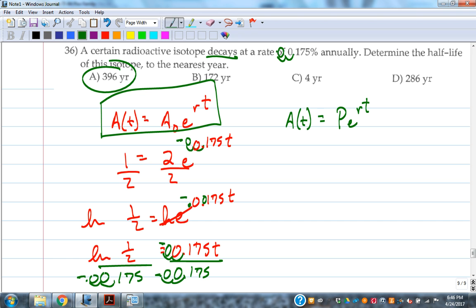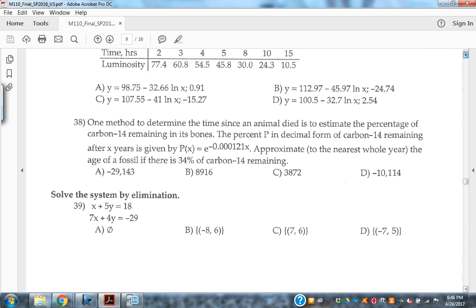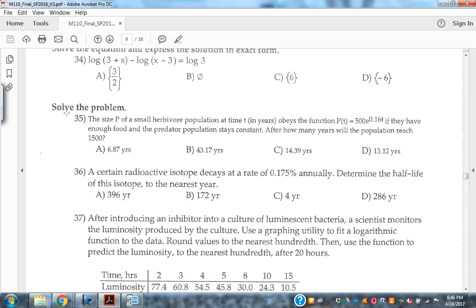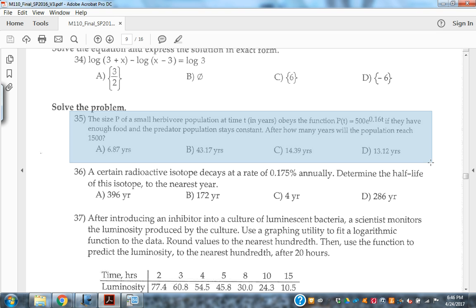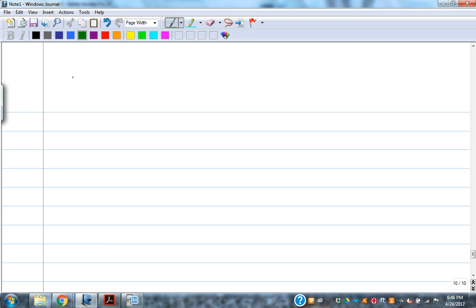Yeah. That in 396 years, this isotope would be half of it decayed away. That's what that means. That half-life would be how long it would take. Yeah, sure. You've got the function in the problem. We just got to figure out what they want us to do with it, and that's the hardest part. The solving it's not that bad. It's just figuring out what they want you to do. Sometimes it's the most difficult part.